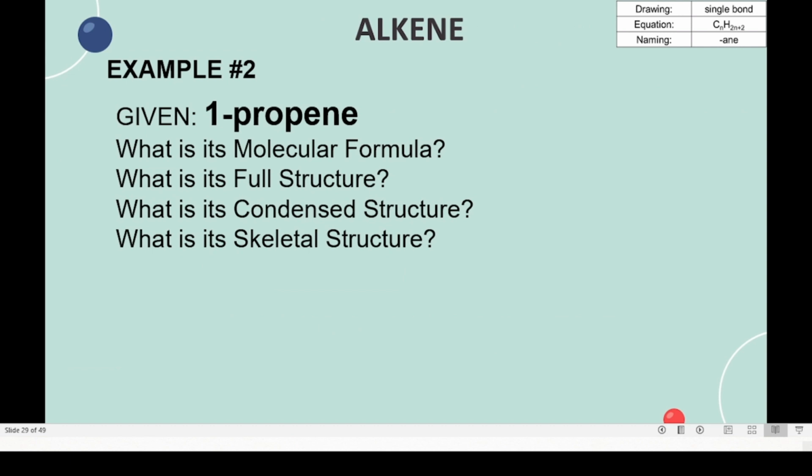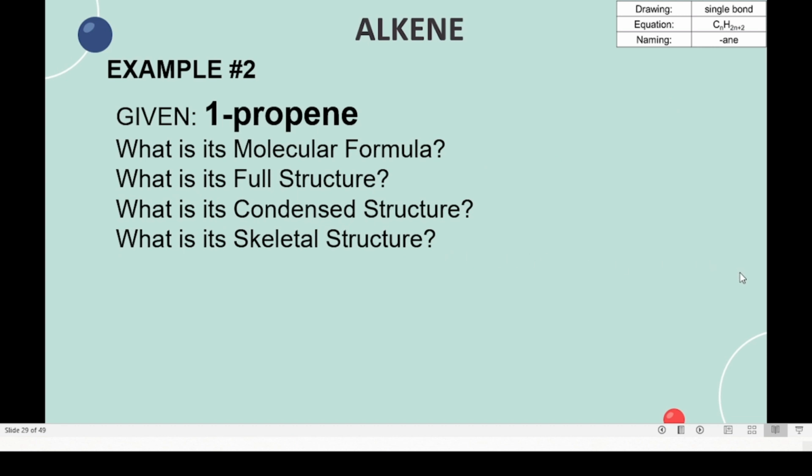Let's proceed to the second example. The given here is 1-propene. Now, what is the molecular formula of 1-propene? What is its full structure? What is its condensed structure? And what is its skeletal structure?